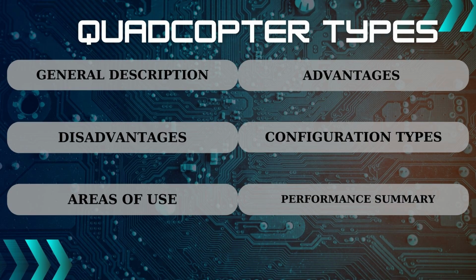Today's lesson will be quadcopter frames, that is, four-arm drones. We will examine them under 6 headings. These are the general features, advantages, disadvantages, configuration types, usage areas, and performance summary.